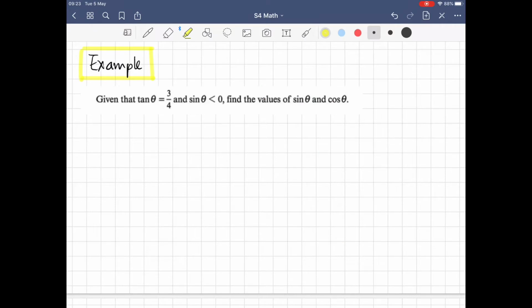Then let's take a look at one example. So in the question, it is given that tangent theta is 3 over 4 and sine theta is smaller than 0. And the question asks you to find the values of sine theta and cosine theta. So first, we know that tangent theta is positive and sine theta is negative. So from these 2 pieces of information, we can conclude that the triangle must be constructed in quadrant 3.